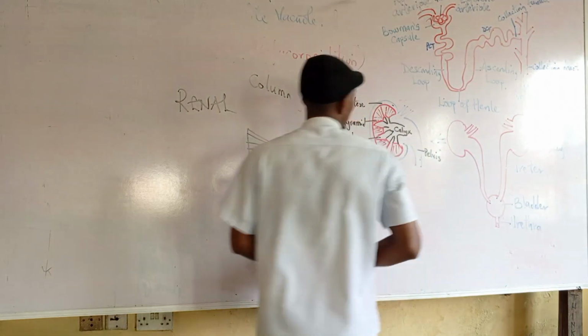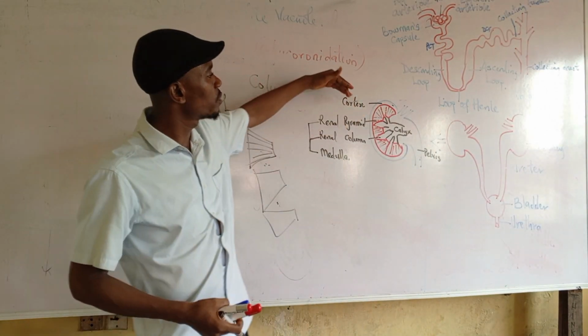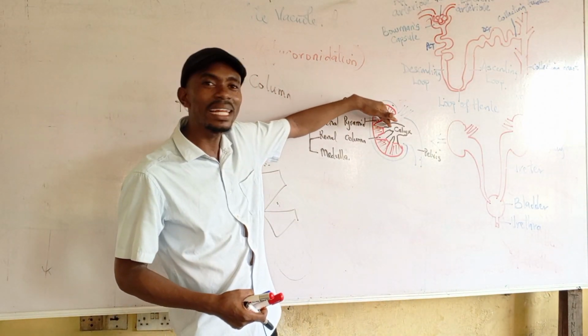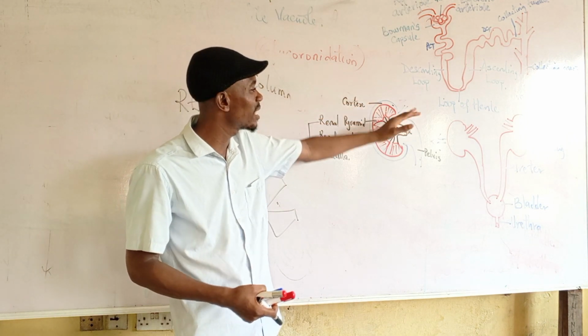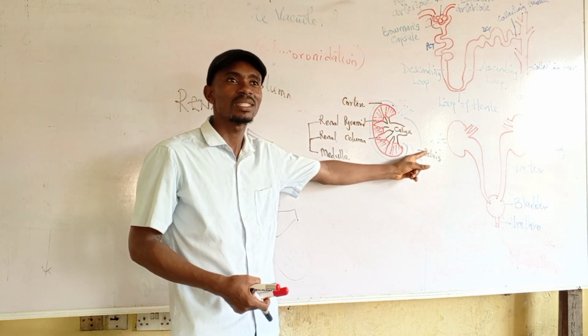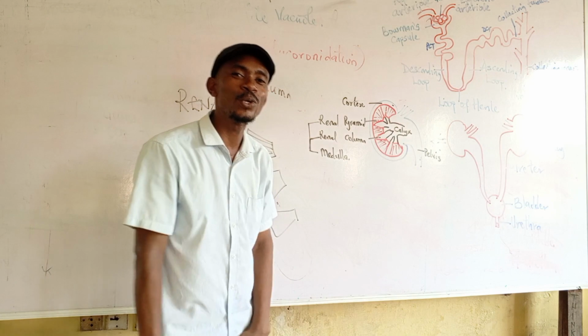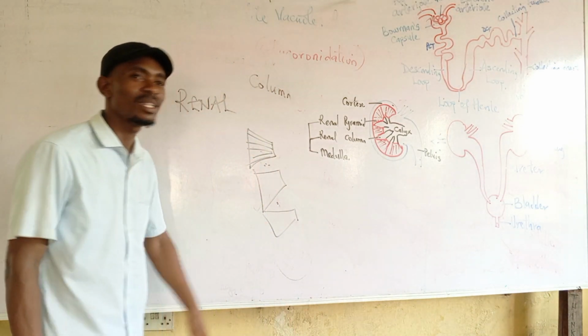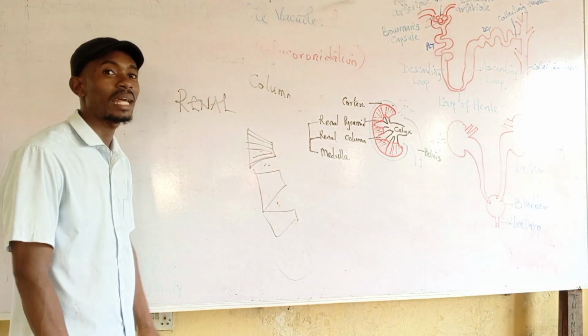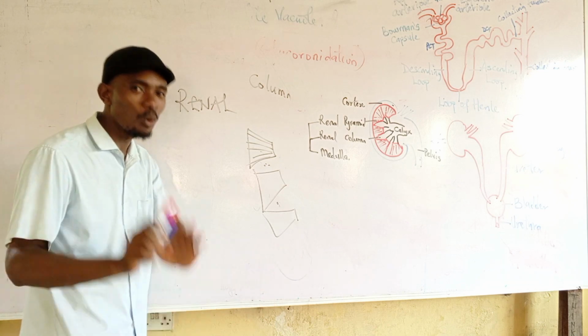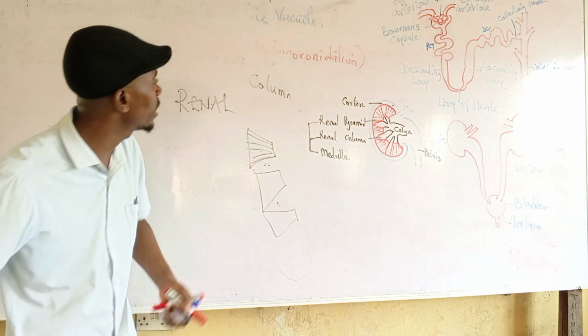So, what happens is that when the urine is formed, it goes through like this, enters the minor calyx, enters the major calyx, then the renal pelvis. Then subsequently it gets to the ureter, where it's voided via the urethra, that is after passing through the bladder. Don't worry, we'll take the steps sequentially.